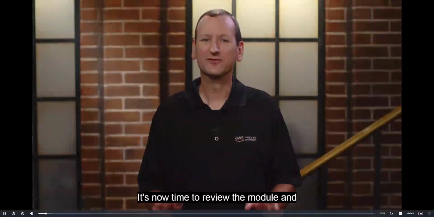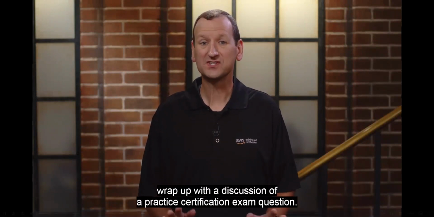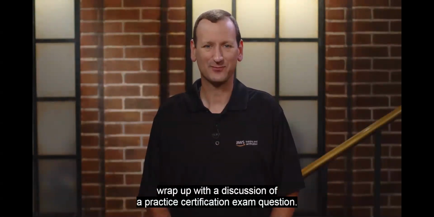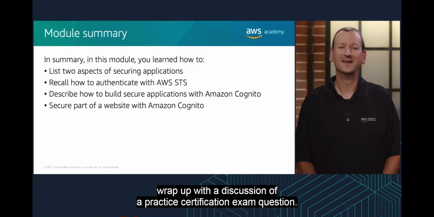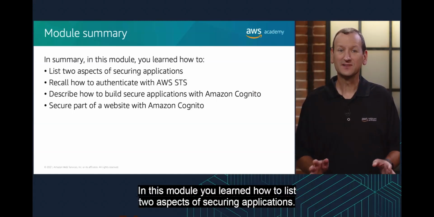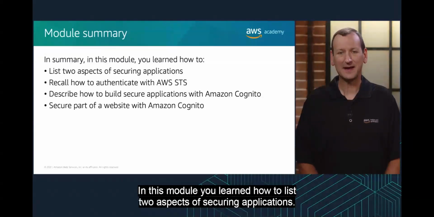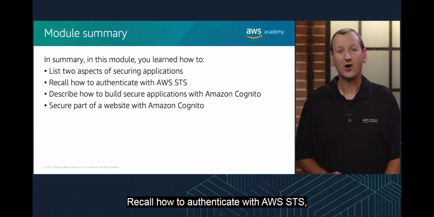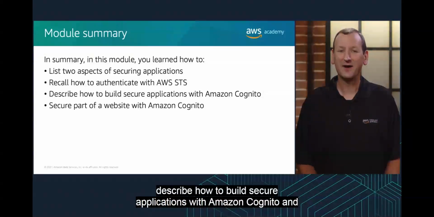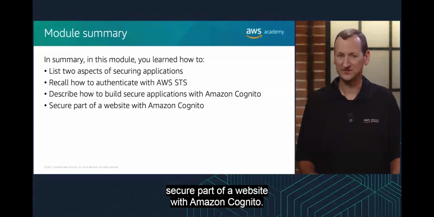It's now time to review the module and wrap up with a discussion of a practice certification exam question. In this module, you learned how to list two aspects of securing applications. Recall how to authenticate with AWS STS. Describe how to build secure applications with Amazon Cognito. And secure part of a website with Amazon Cognito.